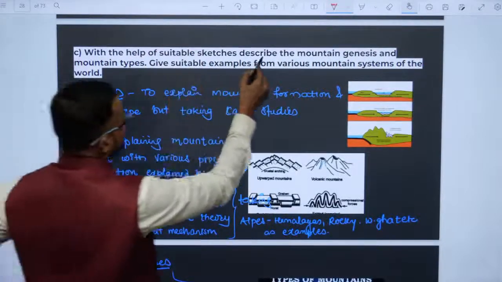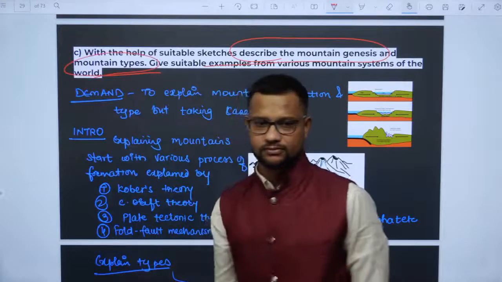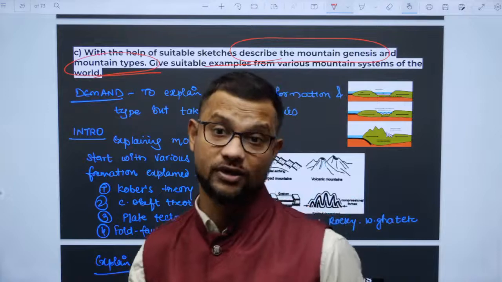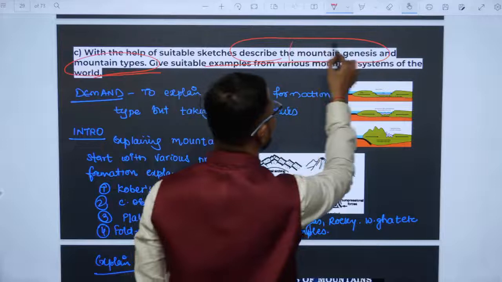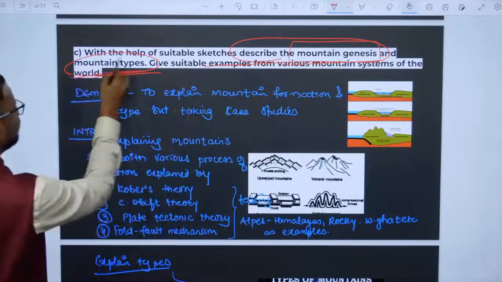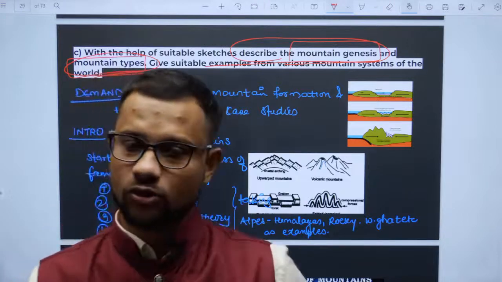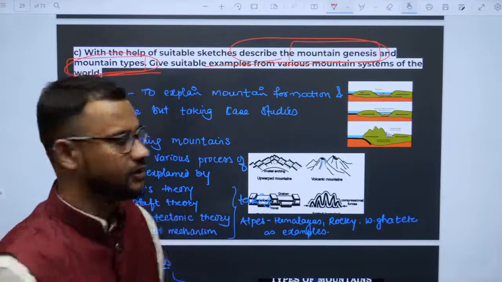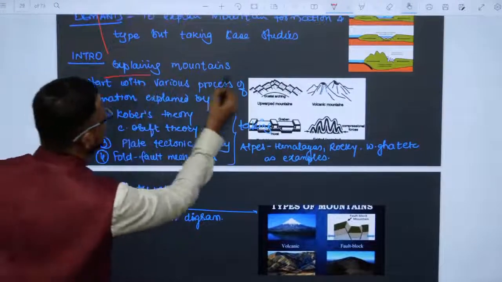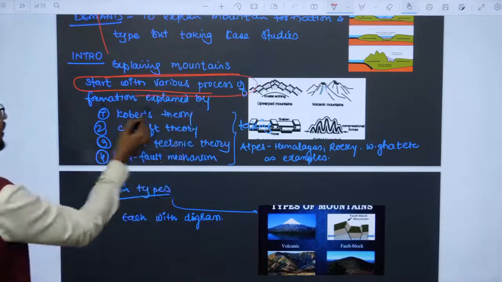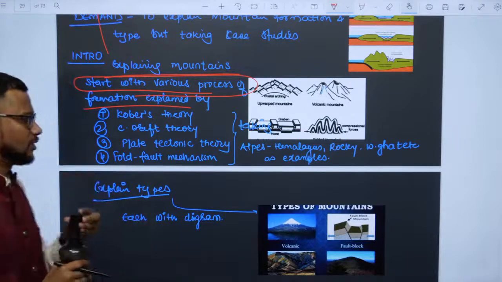Then: with suitable examples and sketches, describe the mountain genesis and mountain types. Now this question becomes a theoretical question, because it has two parts. The first is mountain genesis and the second one is mountain types. You have to explain mountain genesis and mountain types. So it is a two-part question, given simply. So in the introduction write about explaining the mountain, their process, and if you have some detailed understanding or you want to write something about it.